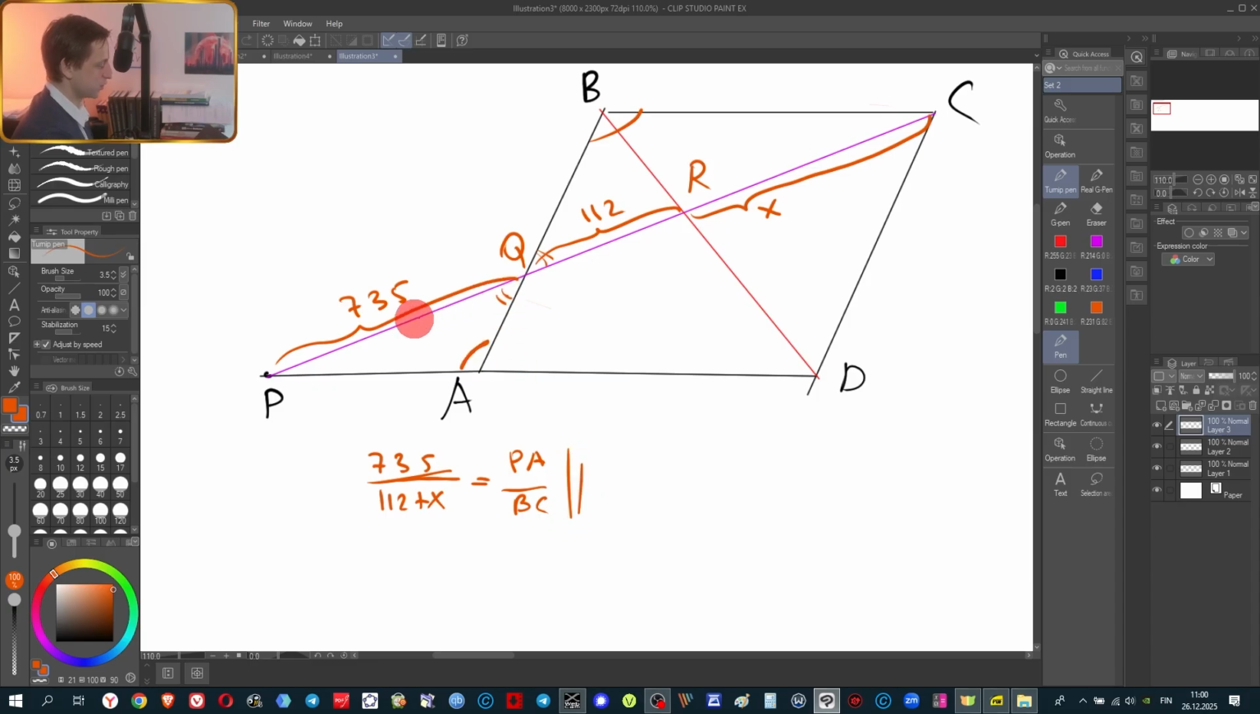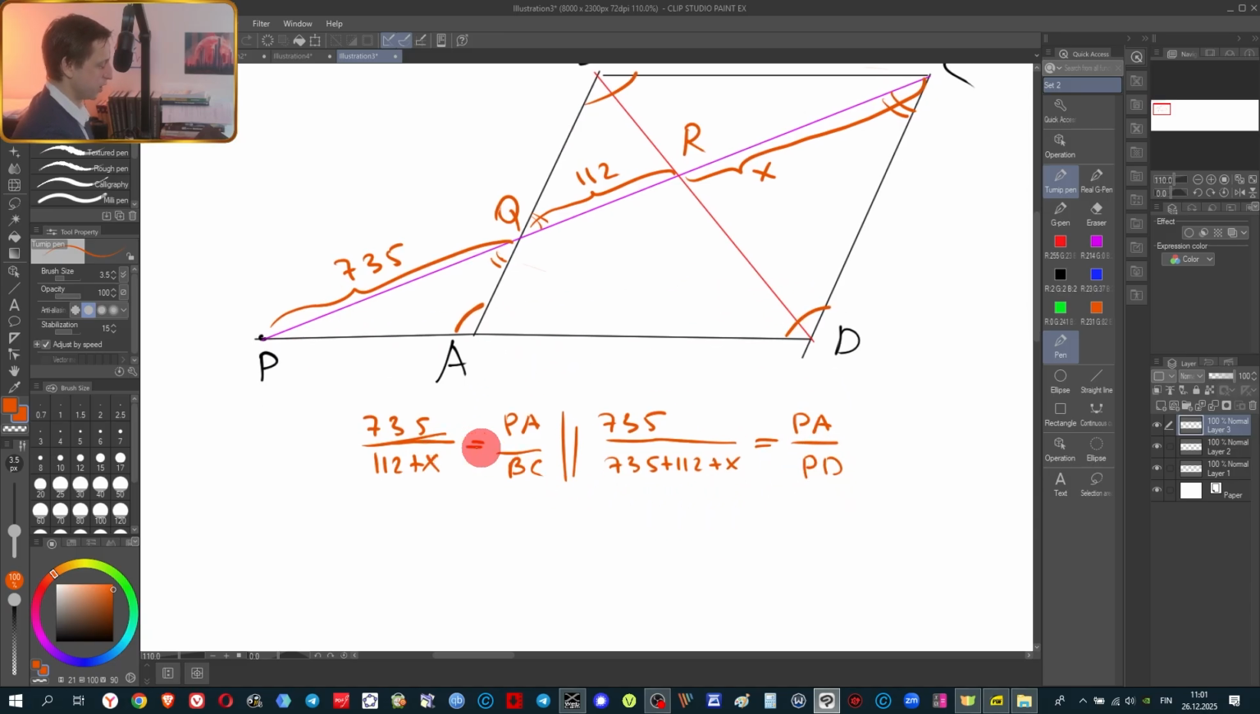Let me also use the fact that this triangle is similar to this one. I will mark that this angle is equal to this angle. This one is equal to this one because of parallel lines. So let me write the ratio. This side of a small triangle divided by the similar side of a big triangle. So 735 divided by 735 plus 112 plus x. And it is equal to, let me use some sides here, again PA, opposite to this angle, it will be PA divided by this side PD.